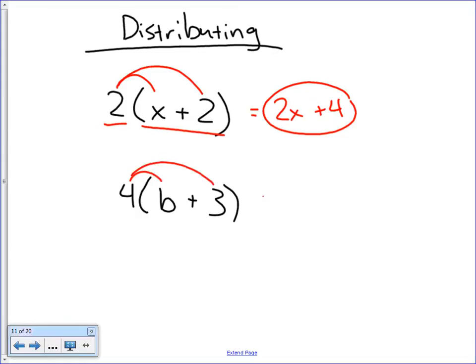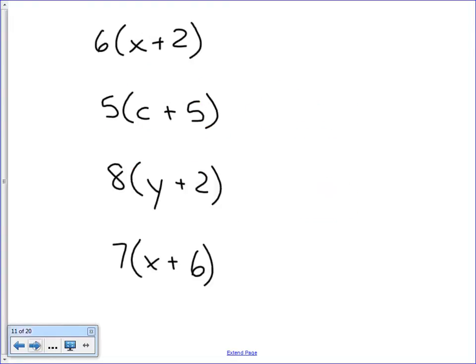So the next one here, distribute the number in front, the 4, through. So 4 times the b gives me 4b. 4 times 3 gives me 12. So all we're doing is taking that number in front, multiplying it to the first term inside the parentheses and the second.